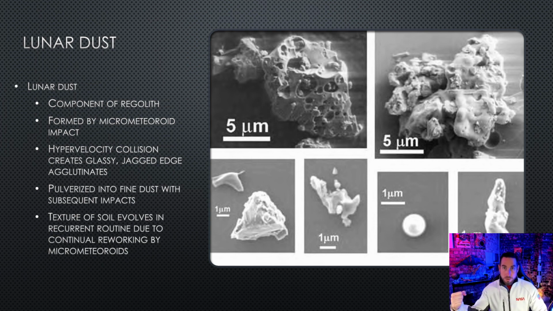When the micrometeoroids collide with the moon, it gets superheated. It creates this glassy, jagged edge, agglutinate. It is very sharp and likes to adhere to a lot of things. Over time, they keep getting pulverized by these micrometeoroids into super, super fine dust. So the texture of the soil overall evolves. It's not consistent or static, but changes due to reworking by the micrometeoroids. Overall, it's a very fine particulate matter that leads to, again, these sharp-looking agglutinates that tend to adhere to most surfaces that it comes in contact with.